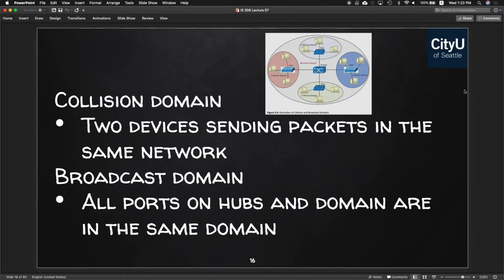A quick thing to note about collision domains is basically you have two devices sending packets in the same network. Hence, there are collisions. Okay? Broadcast domain: all ports on the hubs and domains are in the same domain. Basically, you send packets in the same domain.